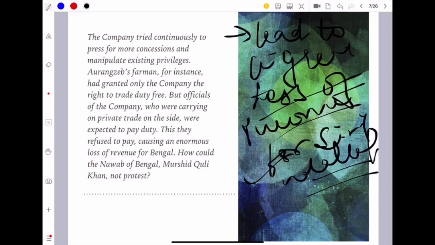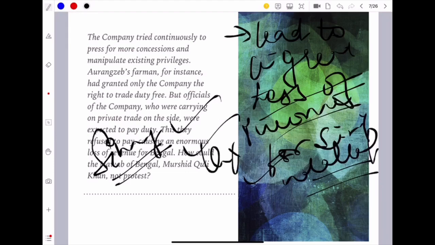He got so angry. Who was Sirajuddaulah? The ruler of Bengal at that time. He said, you have to pay taxes. You are misusing the rights, so now you pay the taxes. Pay the taxes, please.